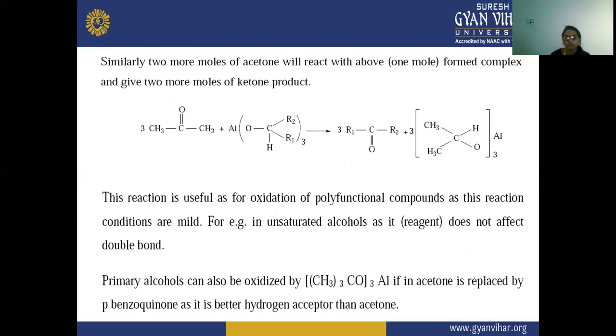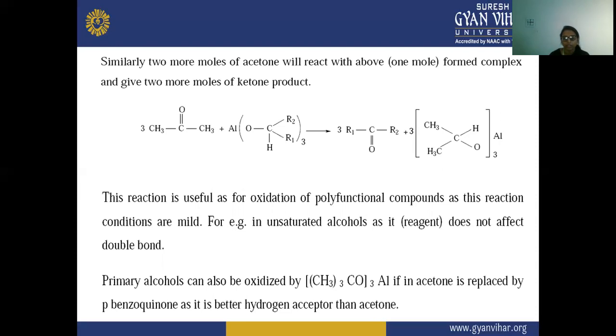So here, if two more moles of acetone react with this 1 mole of the complex, you can see the 3 moles of acetone we have taken here reacting with this aluminium butoxide, and then there is a formation of the ketone molecule, and 3 moles of this complex are also formed here. The reaction is useful for oxidation of polyfunctional compounds as the reaction conditions are mild.